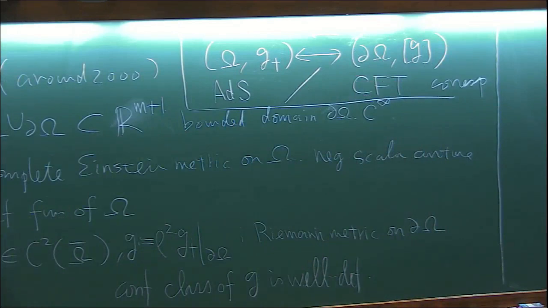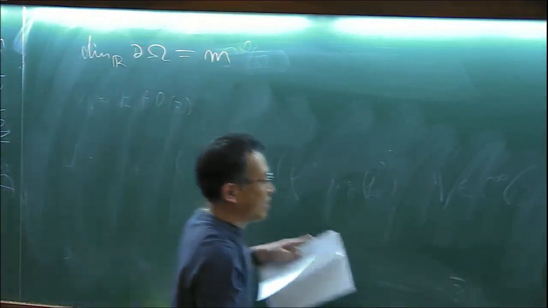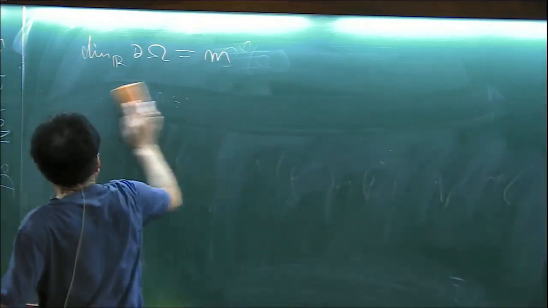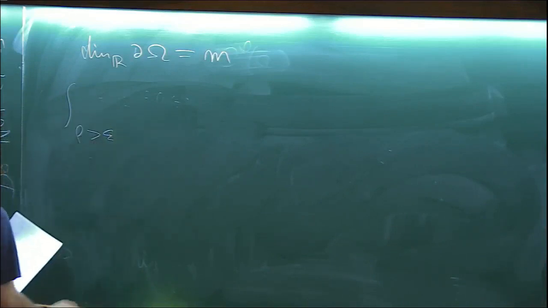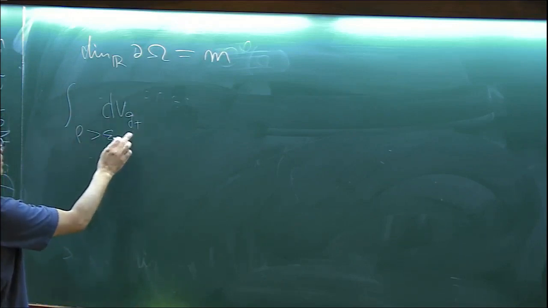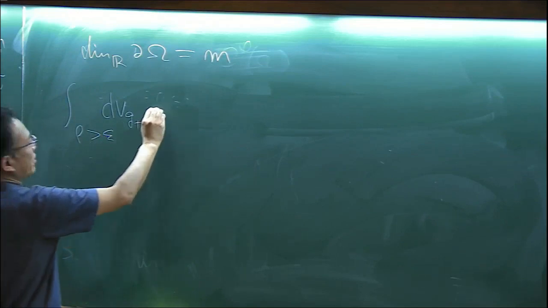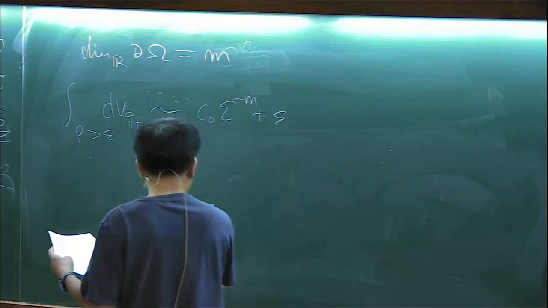What physicists do is volume renormalization. The dimension of the boundary is M. Shrink the domain a little and consider the volume form of the complete Einstein metric G plus. It diverges when epsilon equals zero, but if you shrink, you have a number and you can consider an expansion in powers of epsilon.